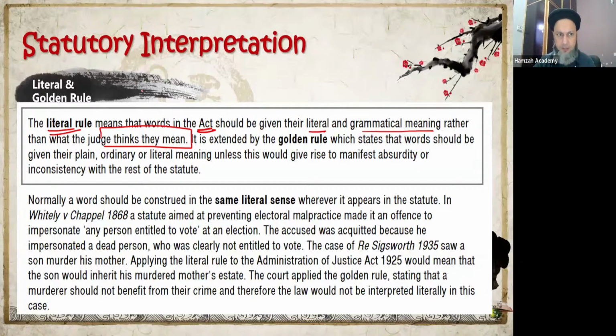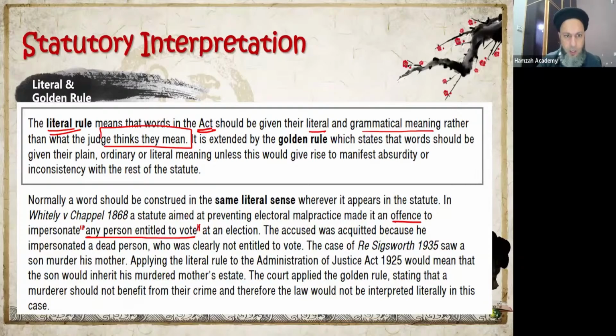Now, what happened in this case? The first one. In Whiteley versus Chappell, 1868, there was a statute aimed at preventing electoral malpractice, meaning that a person should not impersonate another person and cast a vote. It made it an offense. Wherever there is the word offense, this means a criminal charge. And whenever there are inverted commas, this means that it is the exact phrase or exact wording of the act. This specific phrase was written in the act.